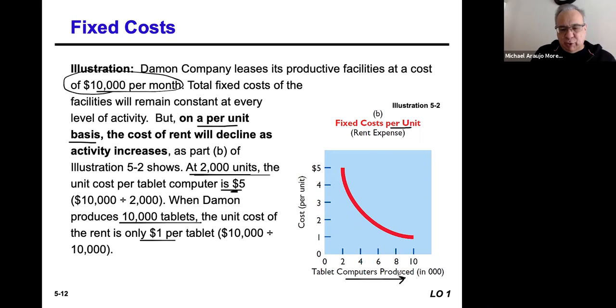The more units you produce, the lower the cost per unit. The fewer units you produce, the higher the cost per unit. And that's important to see that relationship.